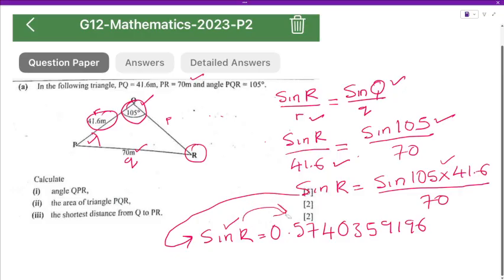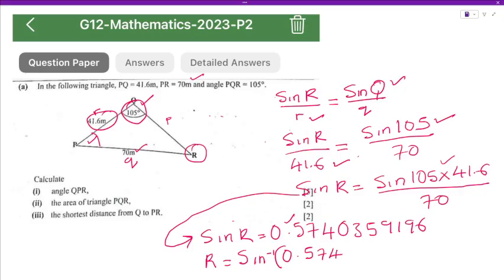So how do you move it? Whenever this sine crosses the equal sign, it becomes an inverse. So meaning here we're going to now remain with r, and then here we are going to say sine inverse. Remember we've looked at inverse of a matrix, f inverse of something. So by now you know to say the -1 as a power means inverse. Okay, so now we're going to say sine inverse, and then this value you found up here in brackets will be 0.57403599196.